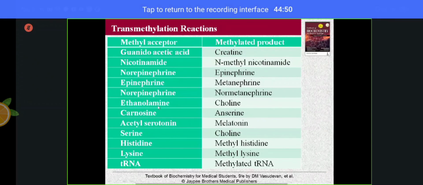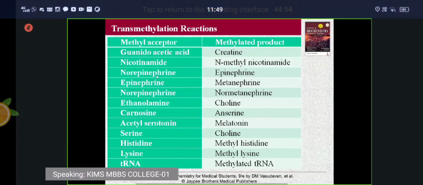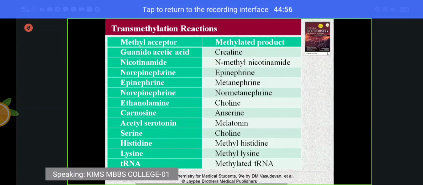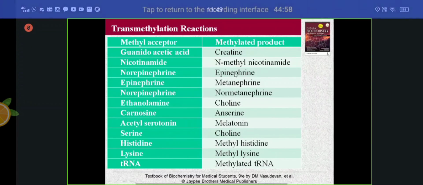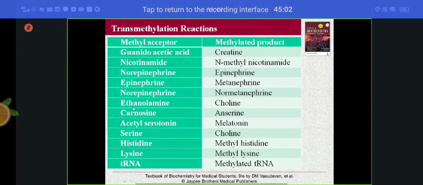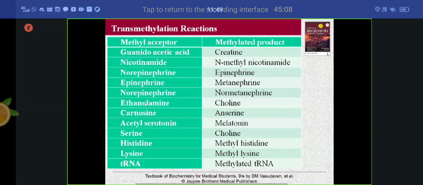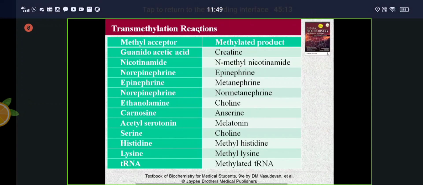You do not need to remember all of them, just a few important things. Whenever you add a methyl to norepinephrine, it becomes epinephrine. Like that, one or two things. What we have learned today: you add 3 methyls to ethanolamine, we get choline. Just remember like this, for transmethylation reactions when you're getting a 2 marks or 4 marks question.